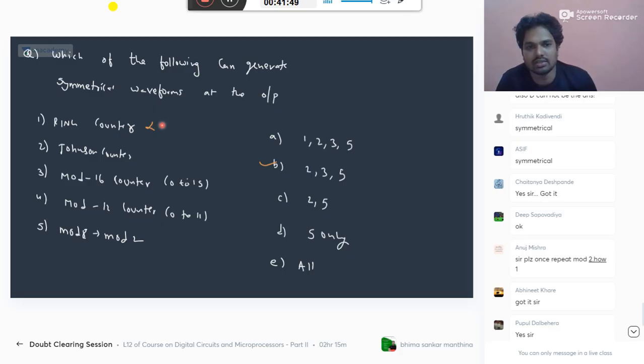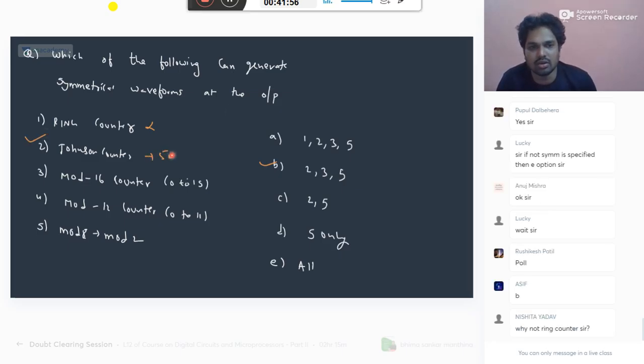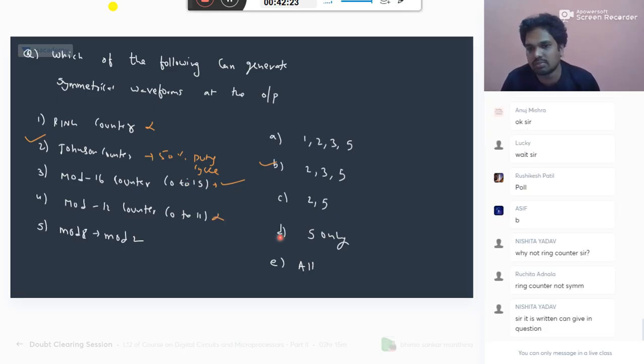Ring counter is not the case because it does not have a 50% duty cycle. But Johnson has a 50% duty cycle. I told already. Ring counter duty cycle is not 50. Only in one case it will give you 50, that is when your input is 0101 like that. Otherwise, it will not give 50%. It depends on the initial value. So mod 16 is 8 zeros and 8 ones. So definitely it will give you what we call symmetrical. This cannot give symmetrical.